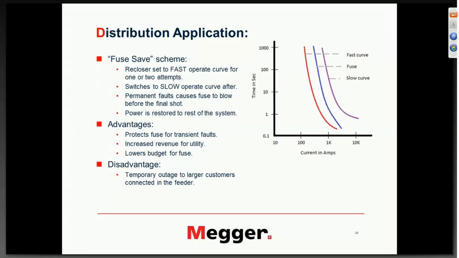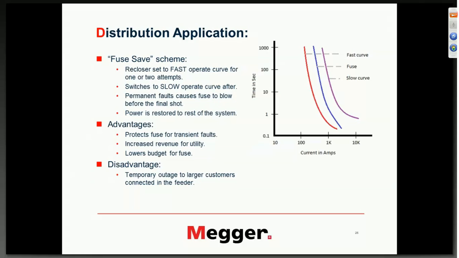This protects the fuse from any transient faults. Because of a transient fault, maybe due to lightning or any other transient fault, your fuse will not blow. Again, the fuse costs a lot, or I wouldn't say a lot, but again, it is a cost to use, so that you can save the fuse, at least from transient faults.